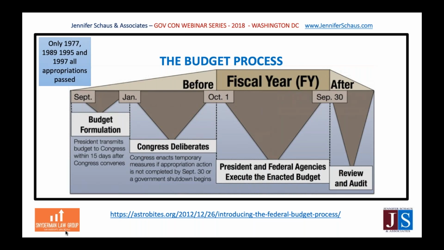Now, since the budget process really began in '77, when it was formulated in the law, only in 1977, 1989, 1995, and 1997 have all appropriations been passed across every single federal agency required. That's not a very good track record. Next slide, please.